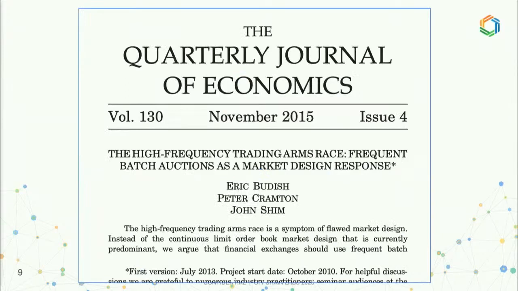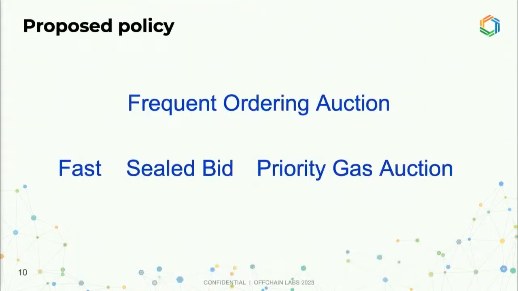Now, this actually is related to something in the economics literature, a frequent batch auction. And we don't call it by the same name because there is a difference. The main difference is in the nature and structure of the specific auction that this famous paper by Budish and colleagues would do. So to avoid that confusion, we use frequent ordering auction, but we definitely shout out this team because this is one of the inspirations for what we're proposing. Okay, a fast, sealed bid, priority gas auction.